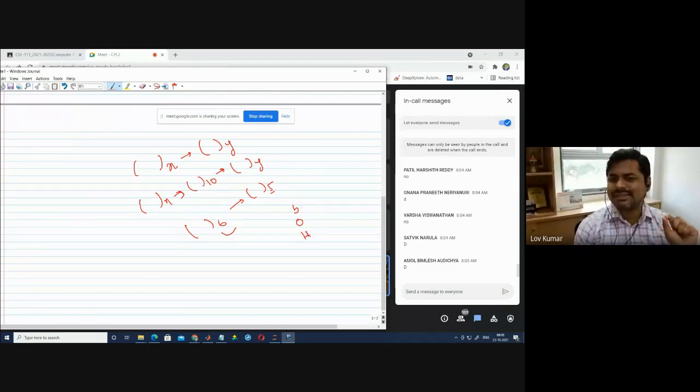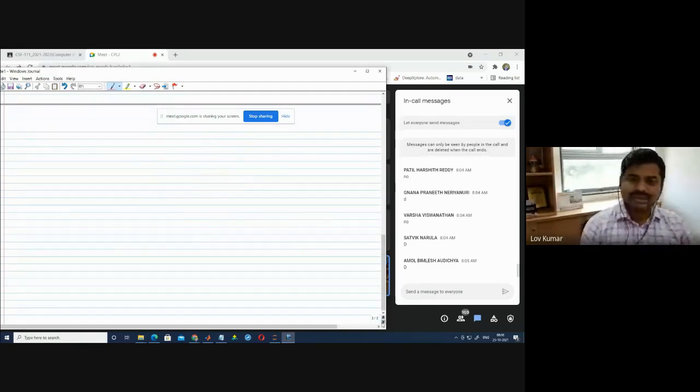Okay, so these are the three standard. You can say binary means base 2, octal means base 8, and hexadecimal means base 16. Okay, now you can see here this is an important point.